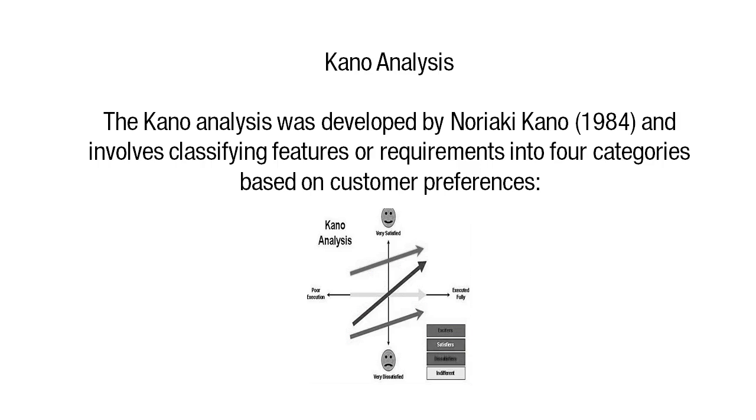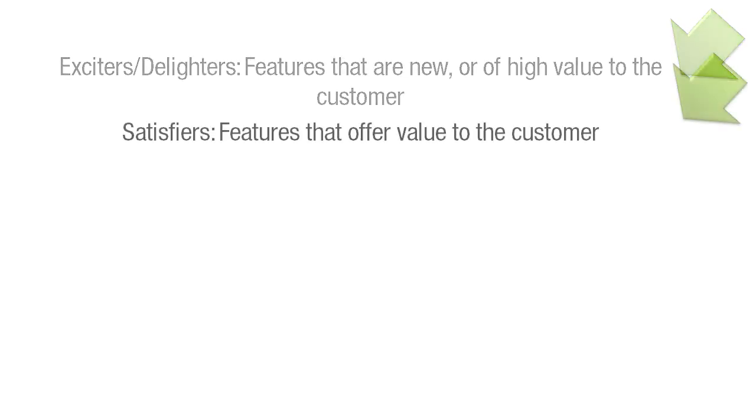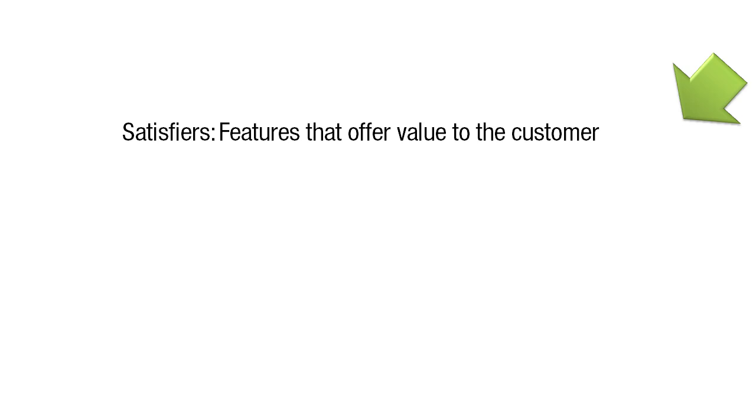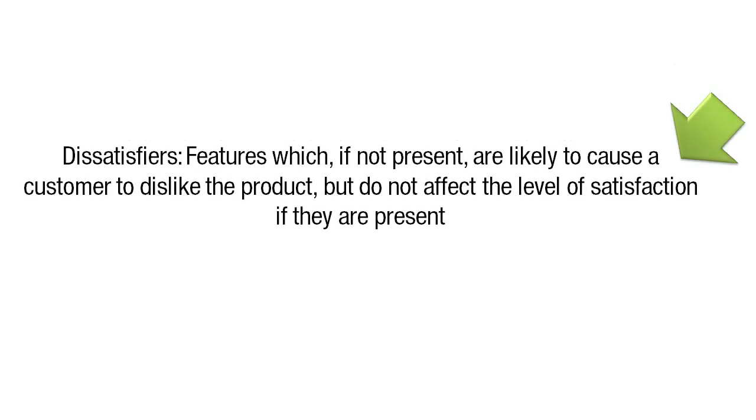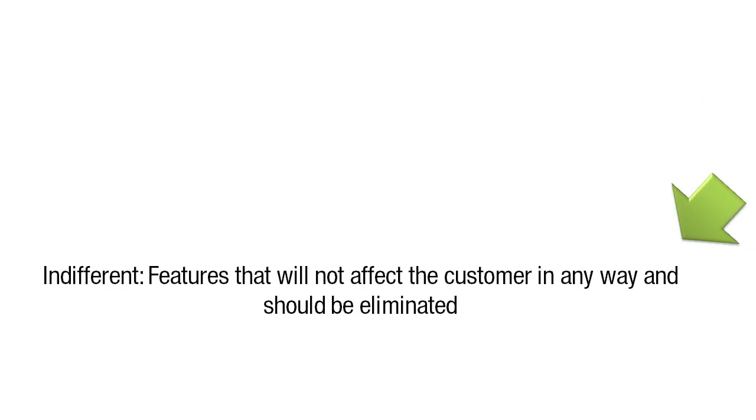The Kano analysis was developed by Noriaki Kano in 1984 and involves classifying features or requirements into 4 categories based on customer preferences. Exciters and delighters, features that are new or of high value to the customer. Satisfiers, features that offer value to the customer. Dissatisfiers, features which, if not present, are likely to cause a customer to dislike the product, but not to affect the level of satisfaction if they are present. And indifferent, features that will not affect the customer in any way and should be eliminated.